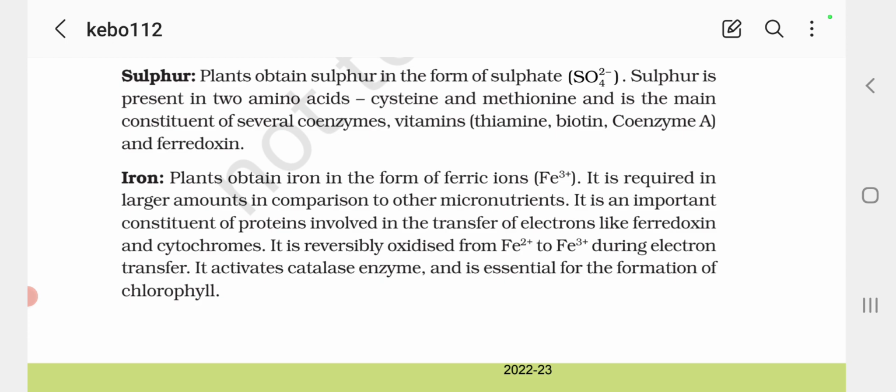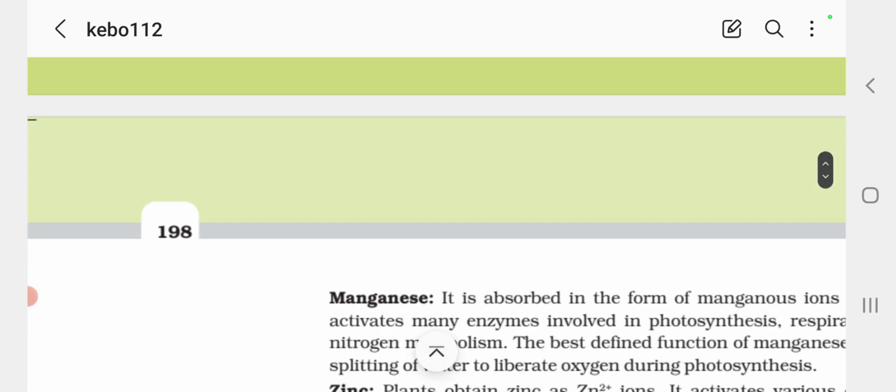Iron. Plants obtain iron in the form of ferric ions. It is required in larger amounts in comparison to other micronutrients. It is an important constituent of proteins involved in the transfer of electrons like ferredoxin and cytochromes. It is reversibly oxidized from Fe2 positive to Fe3 positive during electron transfer. It activates catalase enzyme and is essential for the formation of chlorophyll.